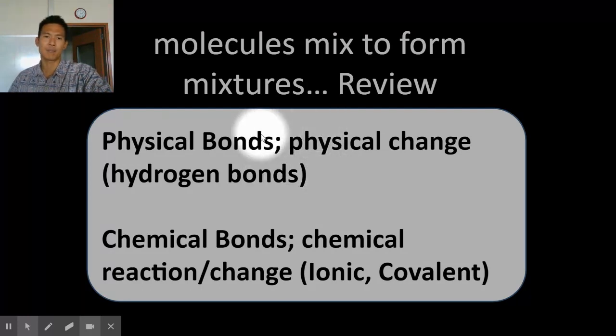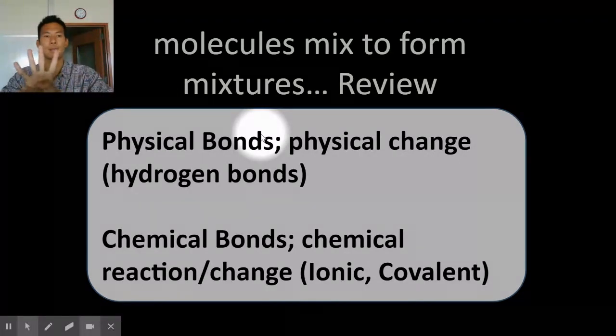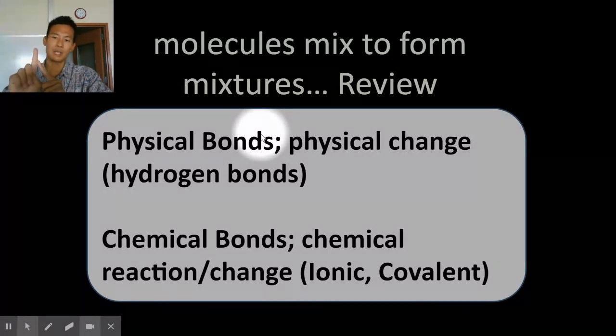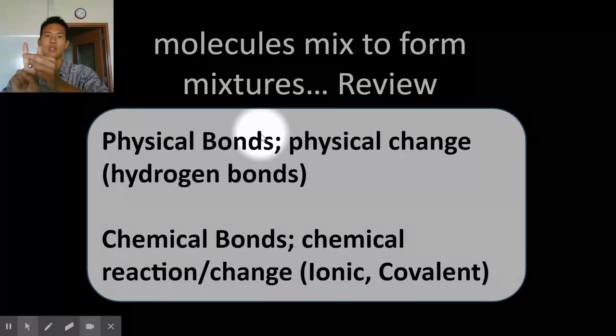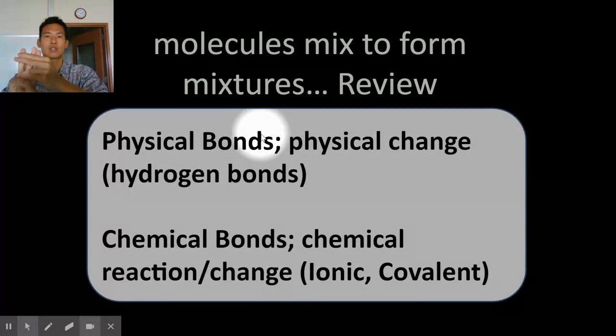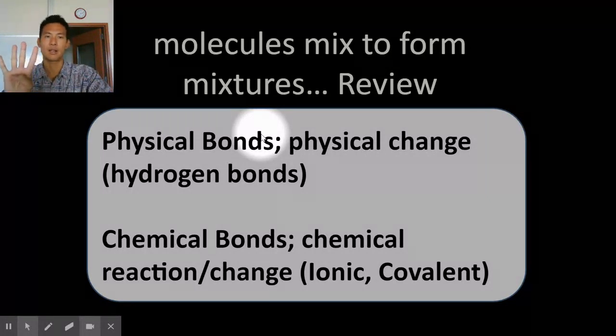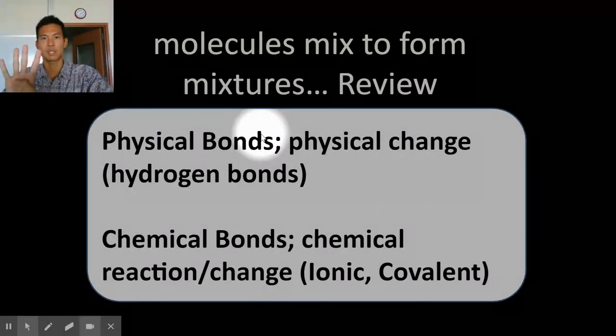And these are your 4 different types of matter. Remember, there are 4 types of matter. You've got your elements or your atoms, that's 1. They may chemically bond to form your molecules, that's 2. Molecules will mix together to form your different kinds of mixtures. You've got homogeneous mixtures that look the same, and then you've got heterogeneous mixtures that look different. And these are your 4 different types of matter.